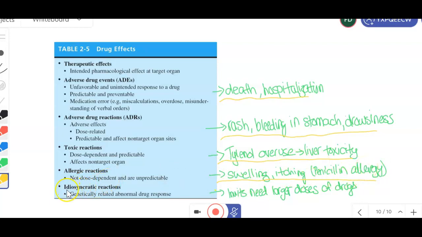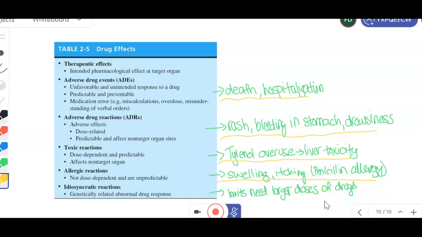Lastly, we could have something called an idiosyncratic reaction, which is genetically related. And so there are only a certain type of people that are predisposed to a reaction. So for example, Inuits. Studies show they metabolize drugs really fast. And so they need larger doses of drugs for it to work.